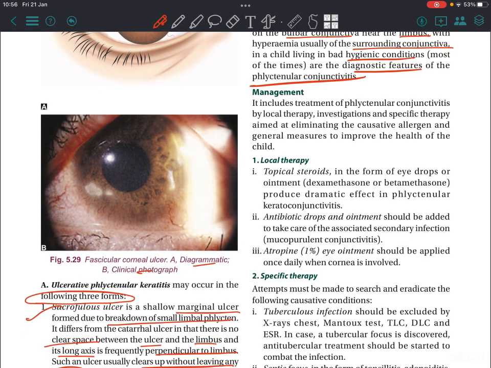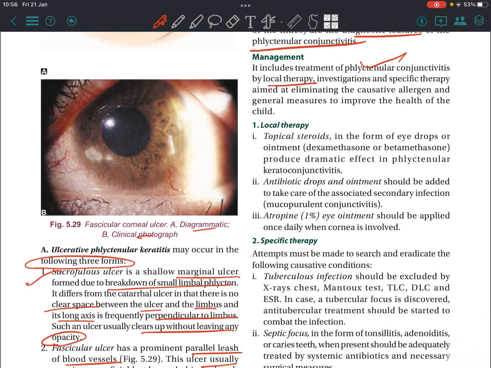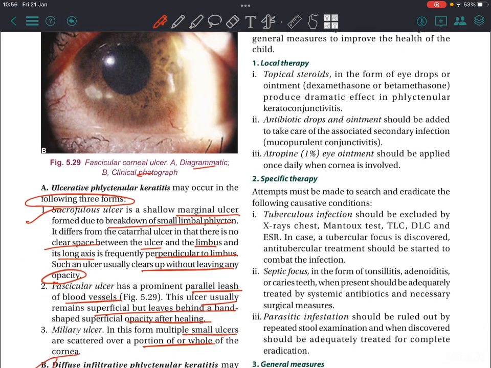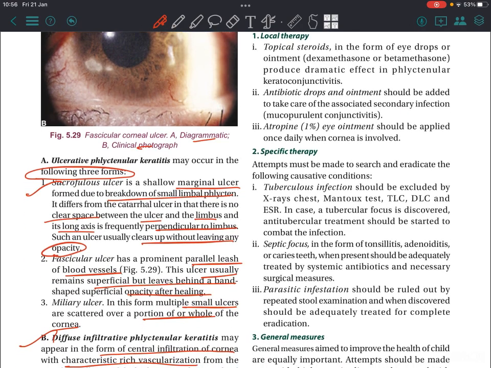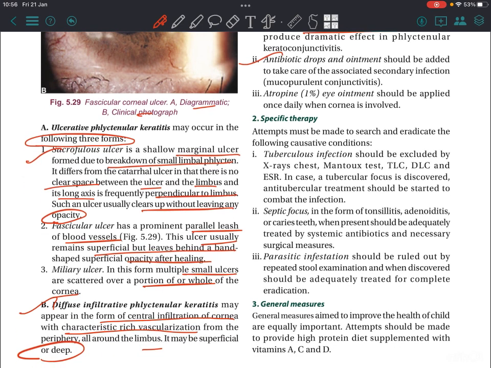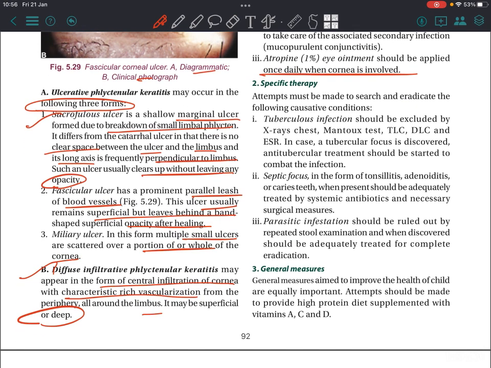Management. It includes treatment of phlyctenular conjunctivitis by local therapy, investigation and specific therapy aimed at eliminating the causative allergen, and general measures to improve the health condition of the children. Local therapy: topical steroids in the form of eye ointment, dexamethasone, betamethasone, antibiotic drops and ointments. Atropine should be applied once daily if the cornea is involved.